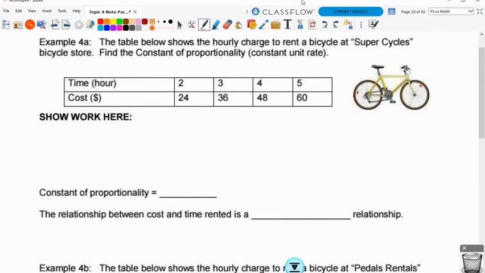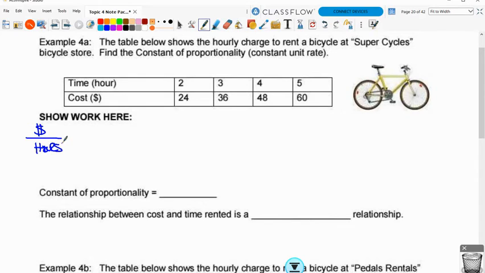In example 4a, they tell us that the table below shows the hourly charge to rent a bicycle at Supercycle's bicycle store. Find the constant of proportionality, which we're going to have to do by finding the constant unit rate for the data found in our table. So we see our time in hours in the first row, our cost in dollars in the second row, and we want to know, in order to rent a bicycle, how much it costs per hour. So for our ratios, we're going to have to set these up as dollars to hours.